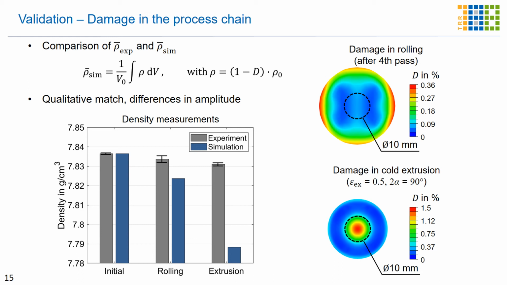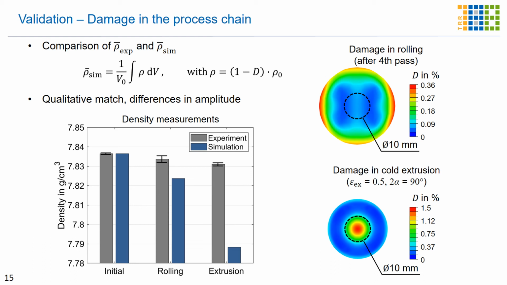As the damage variable in the simulations can also be defined with the help of the ratio of the current density and the initial density, we can calculate the current density from the damage variable. To make sure we compare the same area in the experiment and the simulation, we integrate the density in the simulation over the volume of the extracted specimen for the density measurements.